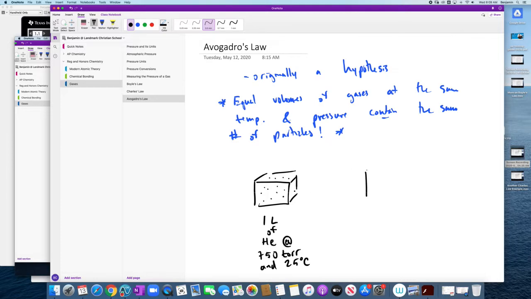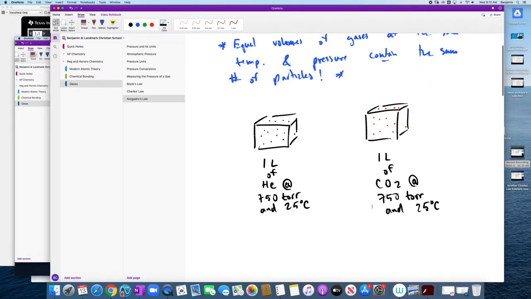And so then over here you've got a nearly identical box, but this box contains 1 liter of carbon dioxide at 750 torr, and it's also at 25 degrees Celsius. Okay, these boxes, according to Avogadro, would contain the same number of particles. Okay, and yet they don't weigh the same at all.